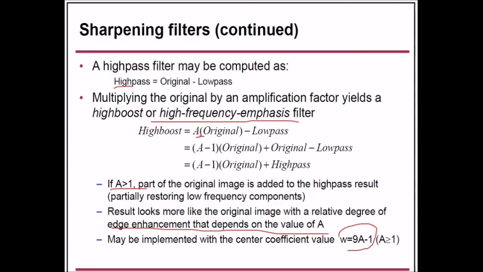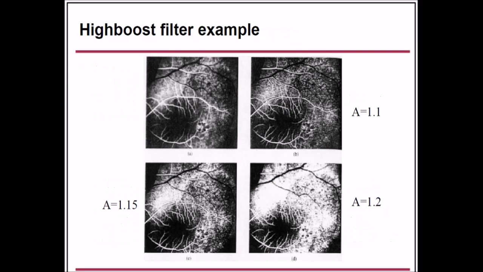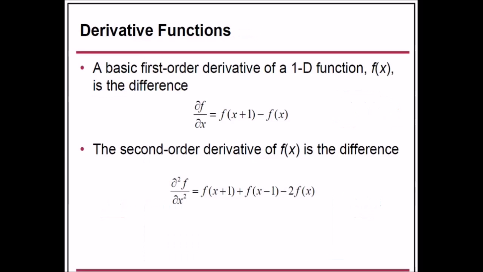So we multiply the original image by A, and we can just add and subtract the original, because we have taken A minus 1 times the original, and original minus low pass, you know what this is. This is high pass. So high boost can be attained if we multiply the original by A minus 1 and add the high pass. This is the high boost filter. We can take A as 1.1, 1.15 or 1.2. This is how you can get great sharpening filters with some degree of variation, that is A.